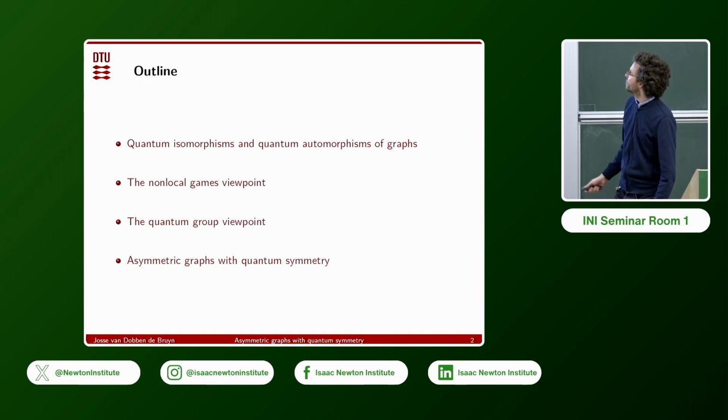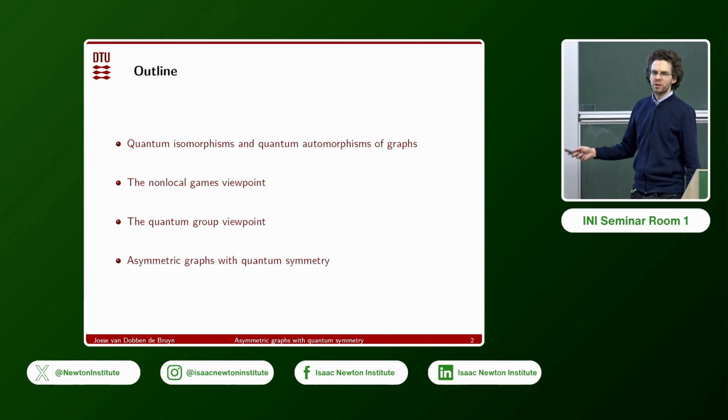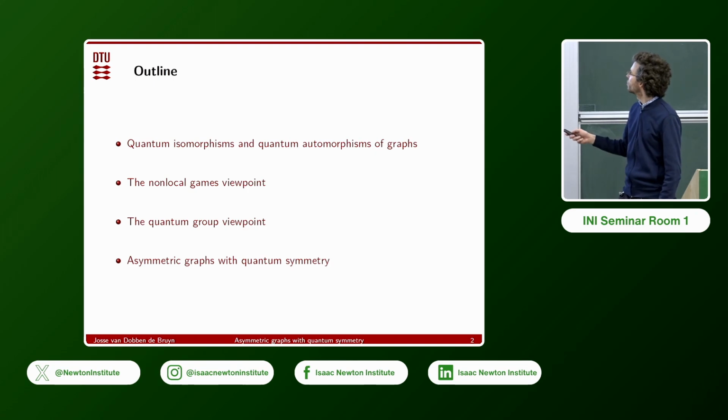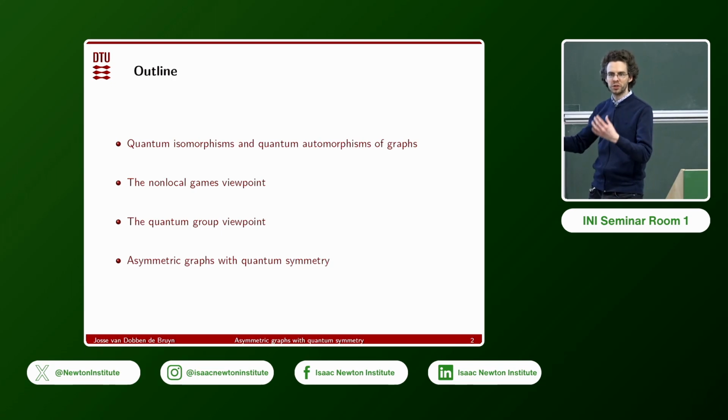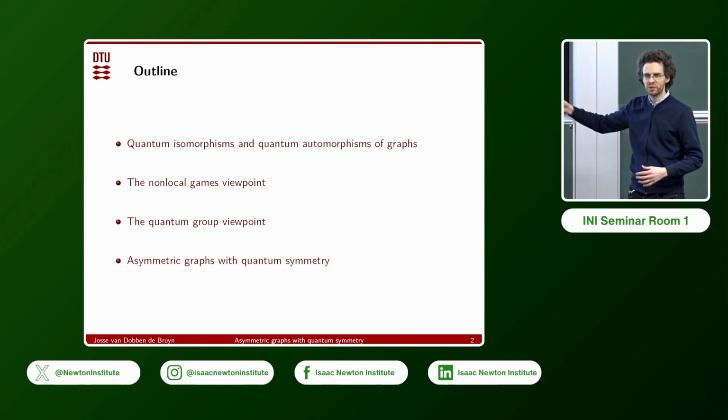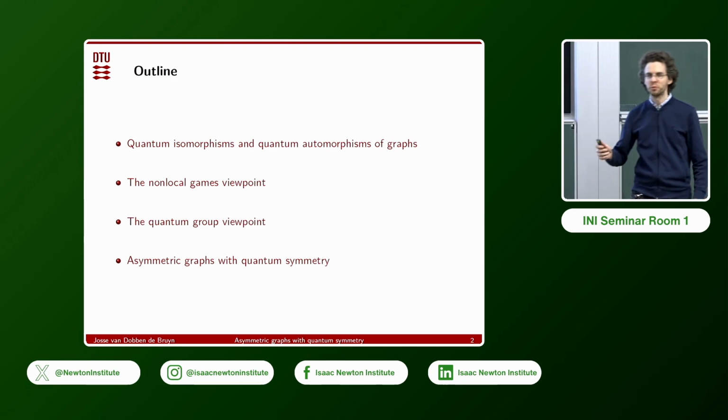Okay, so the outline of the talk for today, I'm going to say a little bit about the background here: quantum isomorphisms and automorphisms and where they come from. So there's going to be some motivation, and then in the last part, I'll explain how to use ideas from quantum information to construct these asymmetric graphs with quantum symmetry.